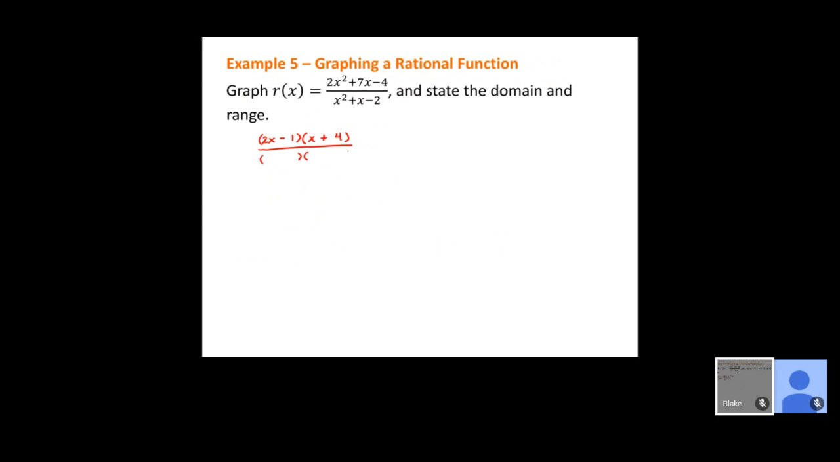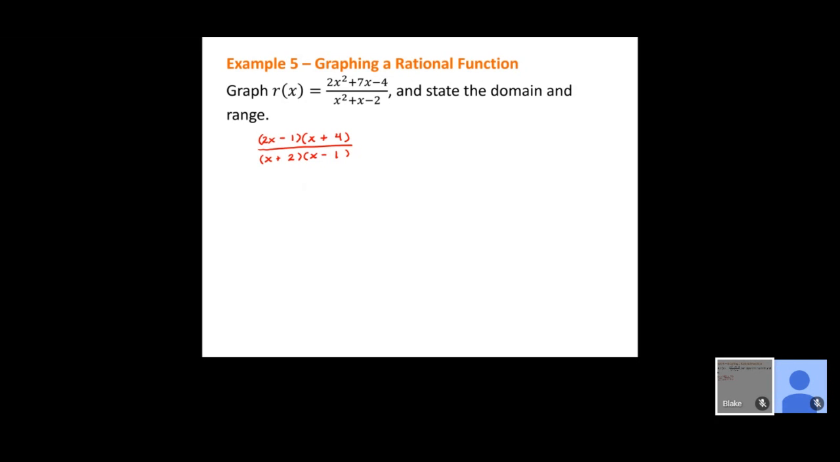Same thing with the denominator. Let's see if that factors. X squared has to be x and x. 2 has to be 2 and 1. And then we look for the signs here. We're going to need a positive 2 and a negative 1 to give us that positive x in the middle. Then we look to see if any factors cancel out. In this case, we don't have any common factors in numerator and denominator.